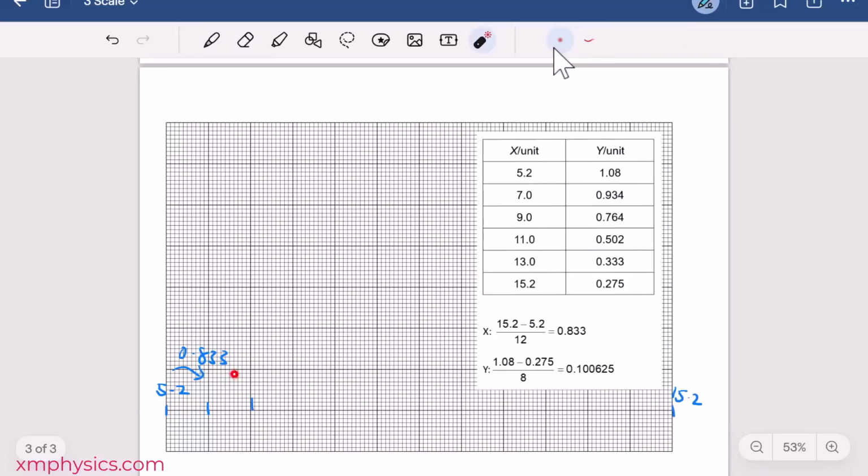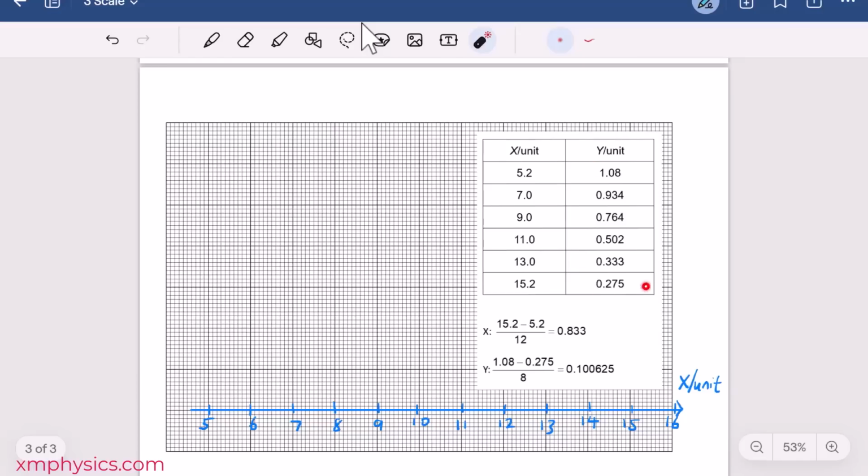But of course, you cannot increase by 0.833. That's an awful scale. So instead of increasing by 0.833, we should increase by 1.0. That will give us an acceptable scale. So this is how your x-axis looks like. We start from 5. Of course, you don't want to start with an ugly number like 5.2, right? You start with 5, increase by 1 every big square, and 15.2 will sit somewhere here. So that's a good spread of your data along the x-axis.